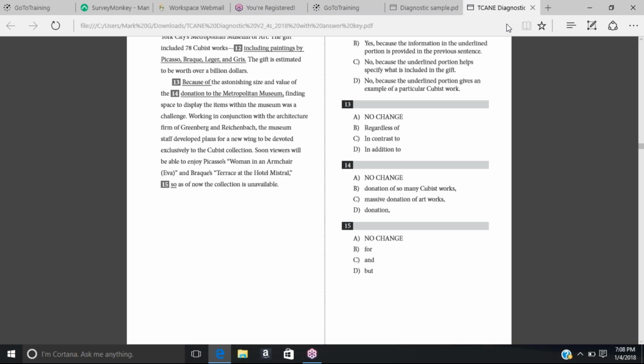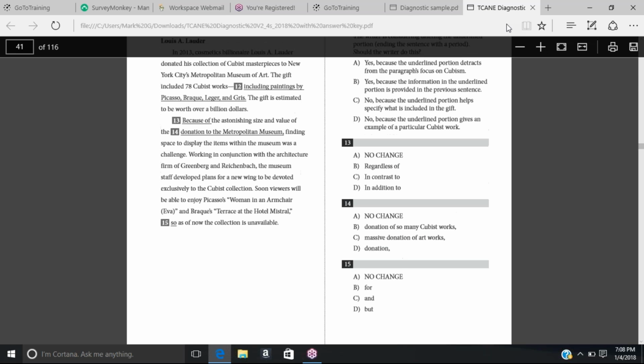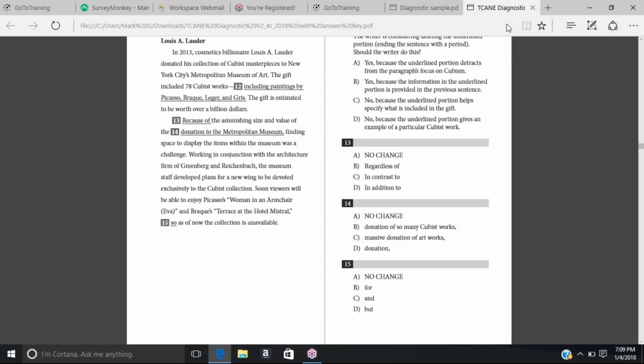Notice how few words are in the right answer. They've underlined in 14 5 words. Donation to the Metropolitan Museum. Right answer, 1 word. Donation. That's all you needed. Now, why can I confidently get rid of the Metropolitan Museum? Because 1 paragraph earlier, they mentioned New York City's Metropolitan Museum of Art. There it is. It's only 1 paragraph earlier, and it's the only museum they're talking about, so they don't need to restate it here.